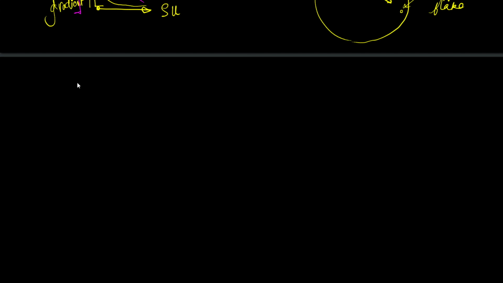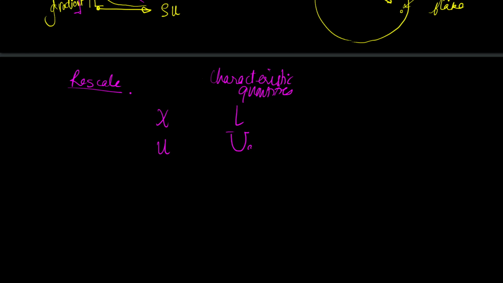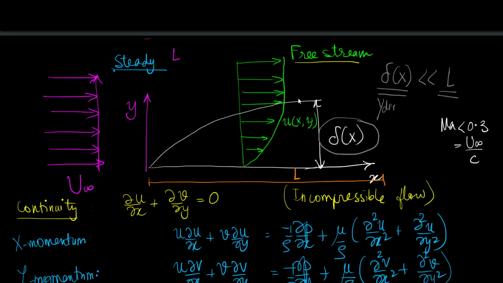So let us rescale everything. Let us write down the characteristic quantities. For the x direction we have chosen it to be L. The velocity u we have chosen to be u infinity. Now the question is, what is the characteristic length in the y direction? It has to be delta. And what is the characteristic velocity? Because the u velocity is being retarded inside the boundary layer, there is a retardation.